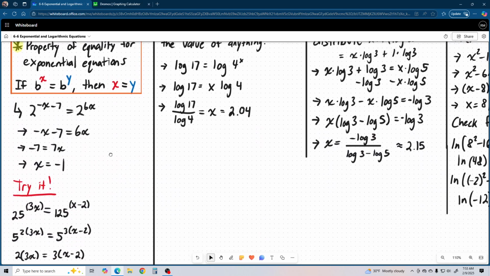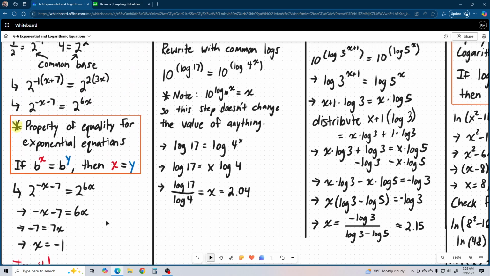All right, so now we can finish solving this. It's just going to be basic algebra from here. We have 2 to the negative x minus 7 equals 2 to the 6x. Remember, we can set the exponents equal to each other because the bases are the same. So now we have negative x minus 7 equals 6x. Simply add x to both sides. You'll get negative 7 equals 7x, which means x equals negative 1.